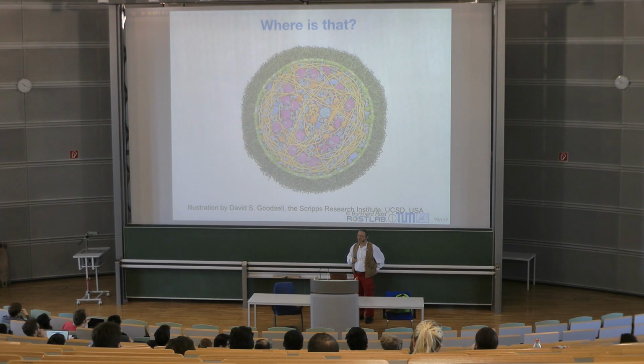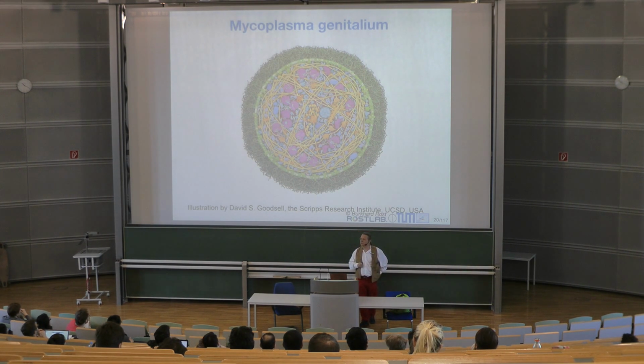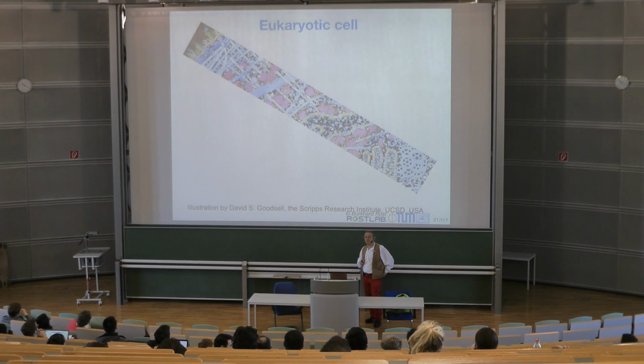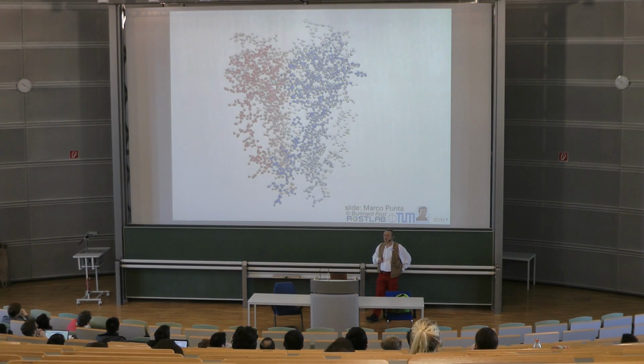That, where is that? I already gave it away in the recap. That is a cell, and this in fact is Mycoplasma genitalium, one of the smallest organisms, and it is completely densely packed. That is a eukaryotic cell, equally densely packed. What is that?